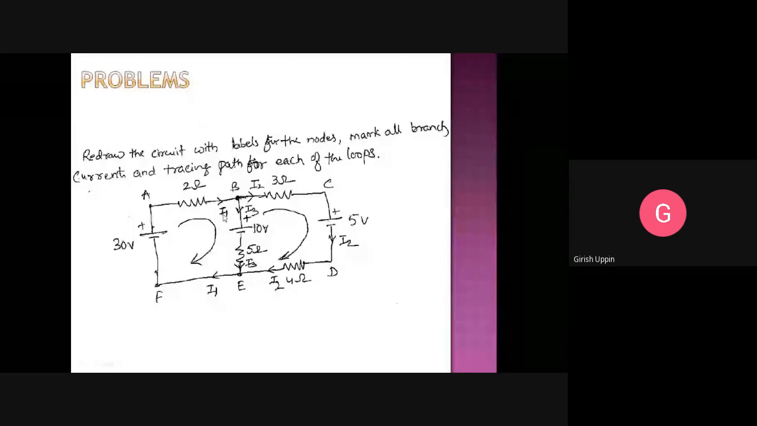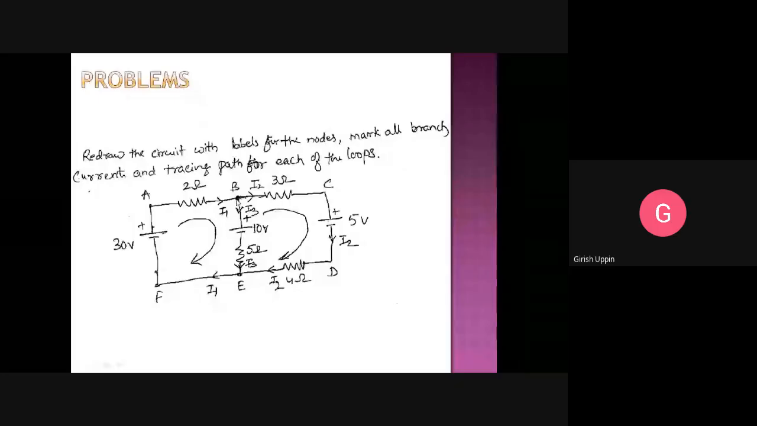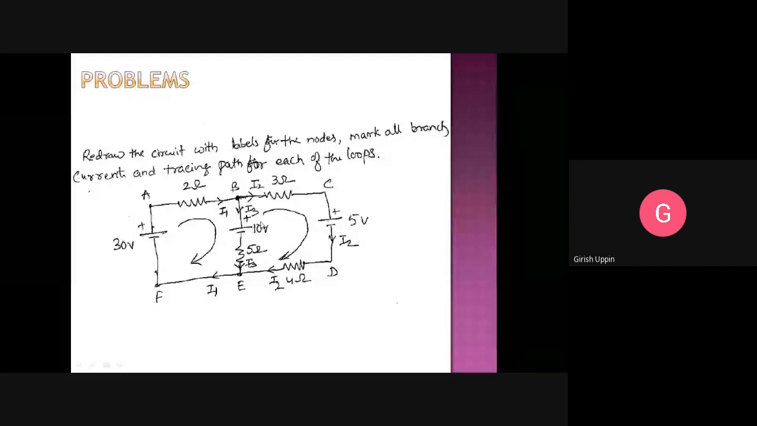Once you are comfortable with this, you can apply Kirchhoff's current law here to node B. The sum of incoming currents is equal to the sum of outgoing currents. That is, I1 is equal to I2 plus I3. If you rewrite the equation, I3 is equal to I1 minus I2. Instead of writing I3, you can write I1 minus I2. Whenever you are doing the calculation in this branch, you have to take it as I1 minus I2. So first we will do it using I3 itself.